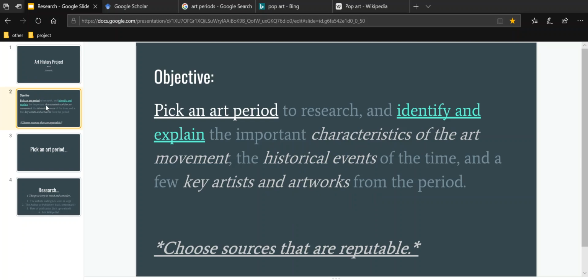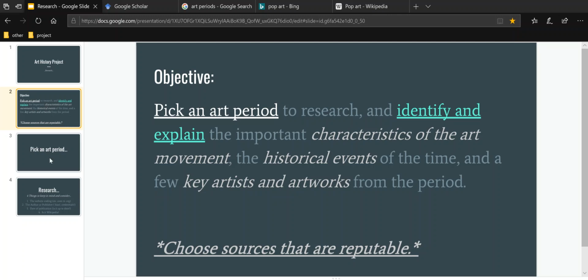So the objective of this project is to pick an art period to research and identify and explain the most important characteristics of the art movement, the historical events of the time period, and a few key artists and artworks from the period. The overarching goal of this is to find and be able to discern sources that are reputable. This basically means that we're going to find sources that are credible using the internet.